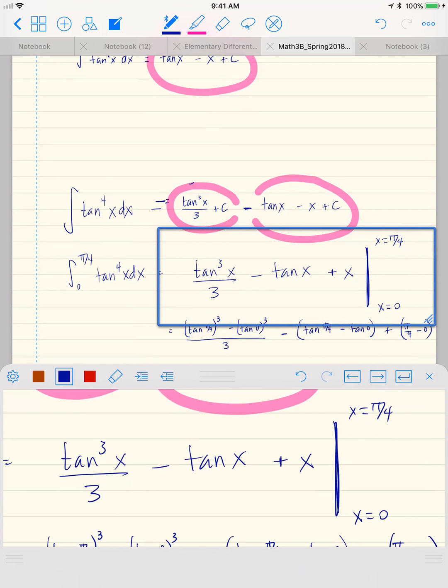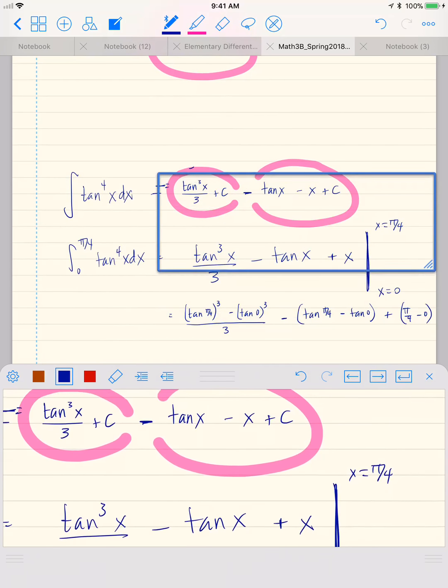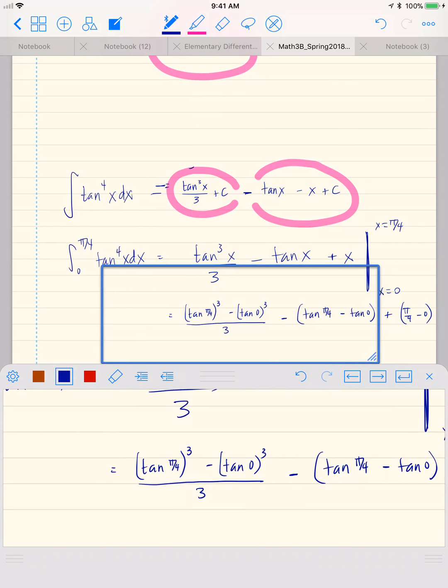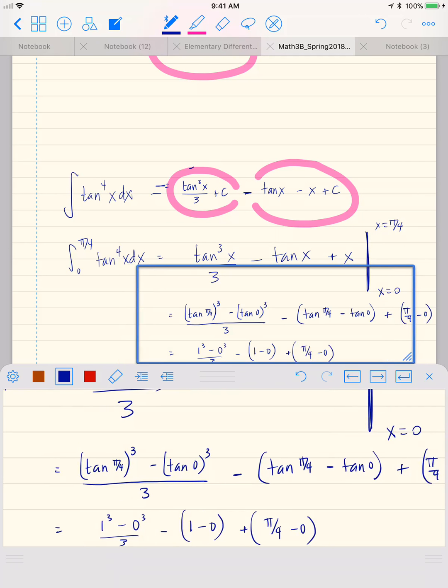Right, so we're using our fundamental theorem of calculus, and we're just plugging in pi over 4 and 0 to each expression and subtracting them. Now, tangent of pi over 4 is going to be 1, so we'll have 1 cubed. Tangent of 0 is 0, minus 0 cubed over 3, minus 1 minus 0, plus pi over 4 minus 0.